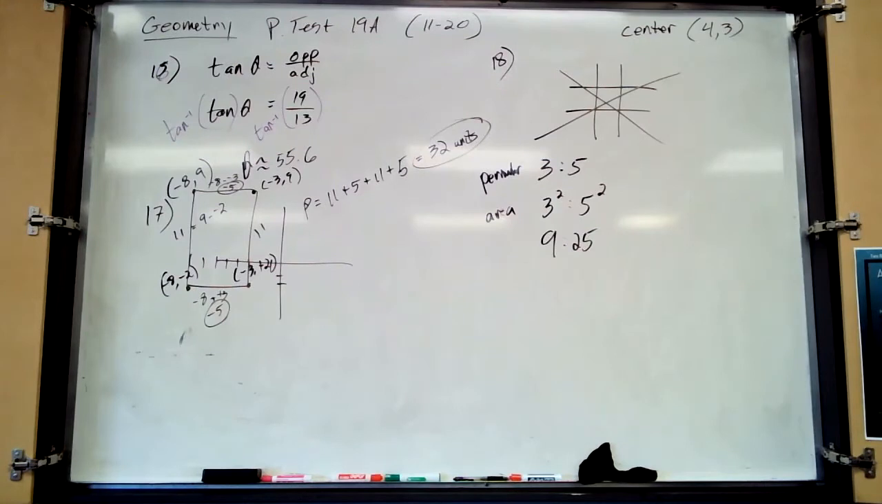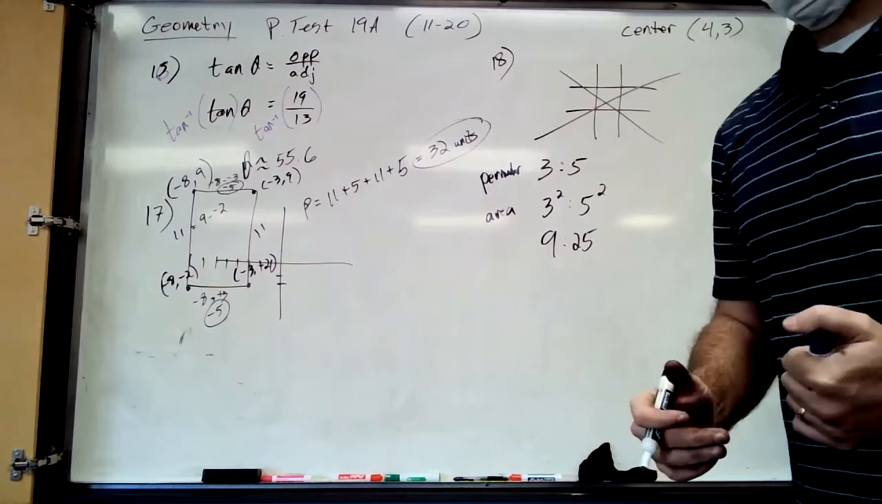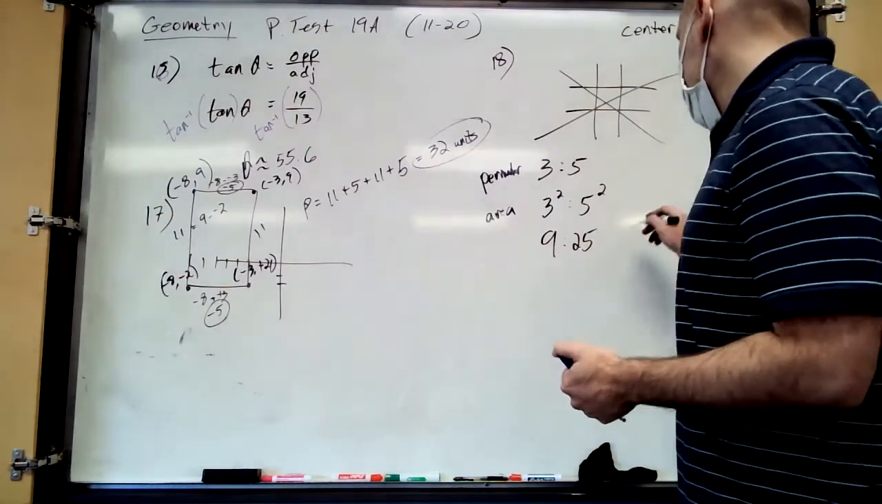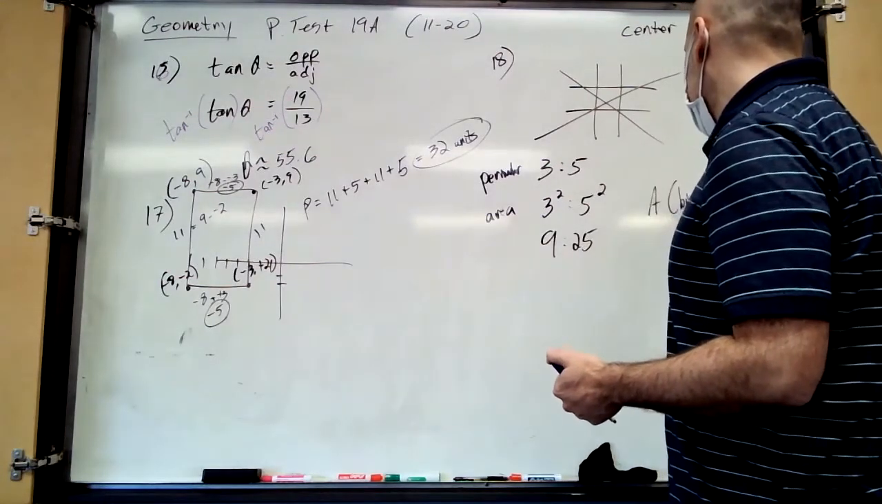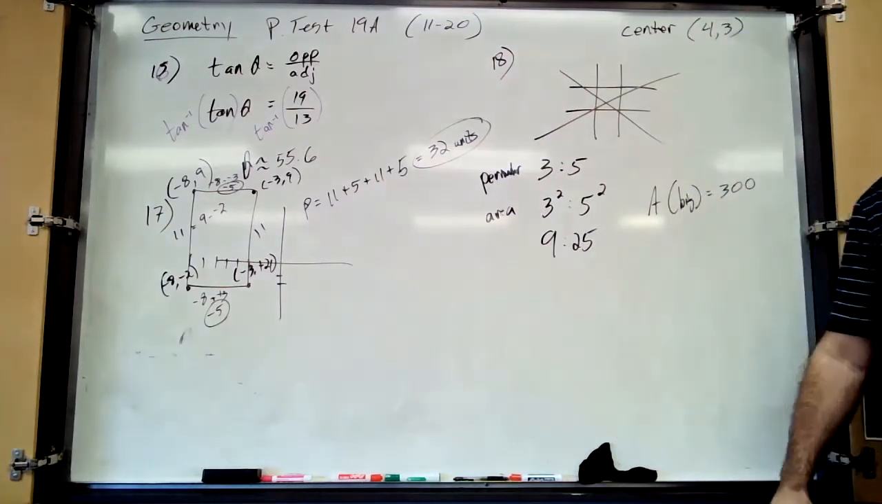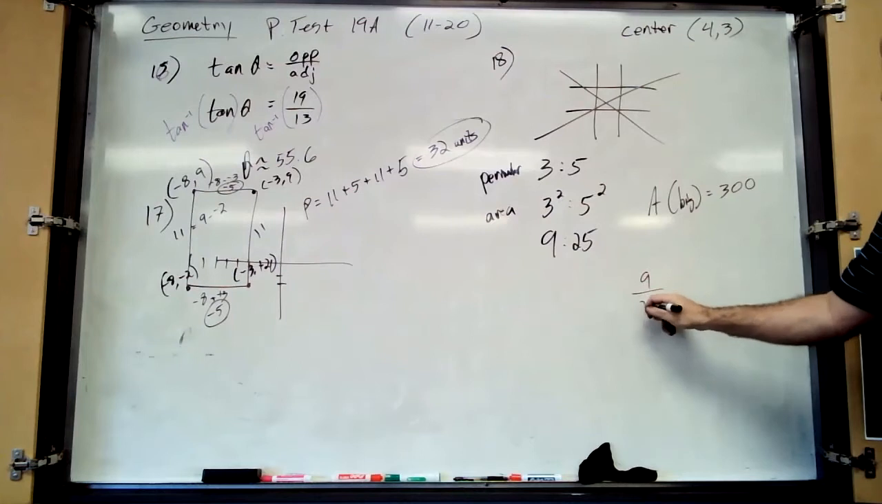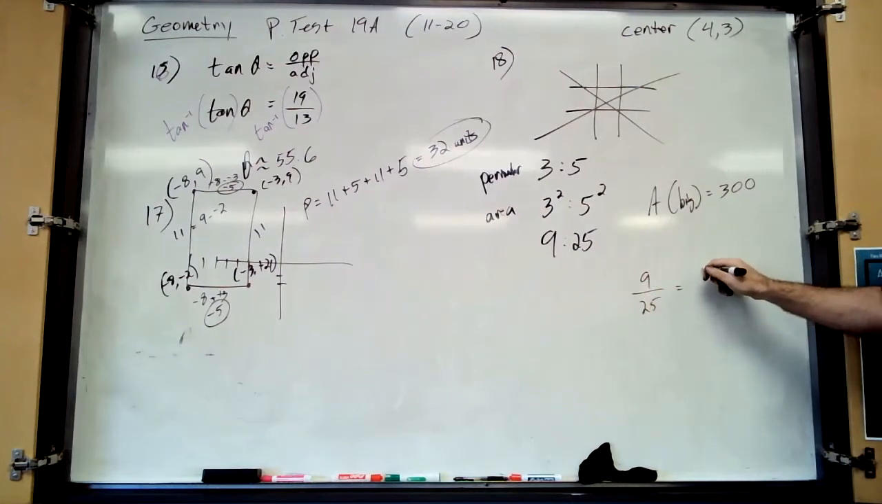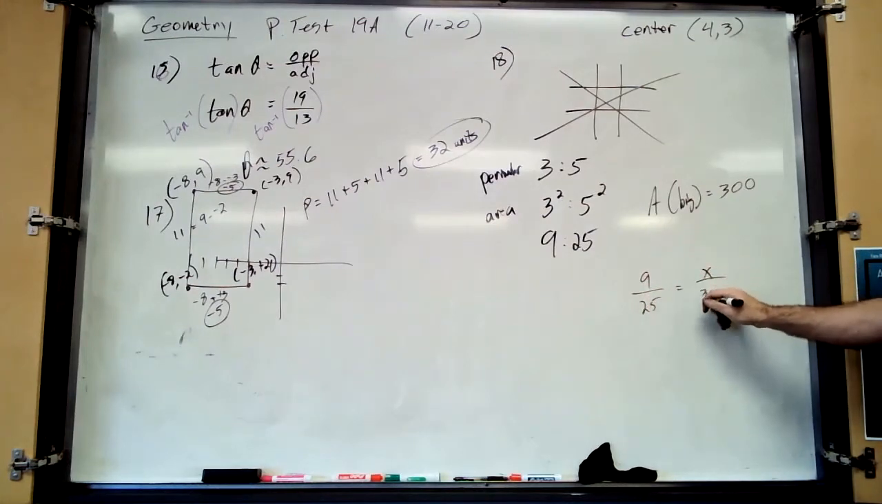Now that we have the ratio of the areas, we have to figure out the area of the bigger one. That goes with the 25, and the smaller one goes with the 9. The area of the big triangle is base times height divided by 2, which is 300. So let's set up a little proportion: 9 is to 25 as x is to 300.